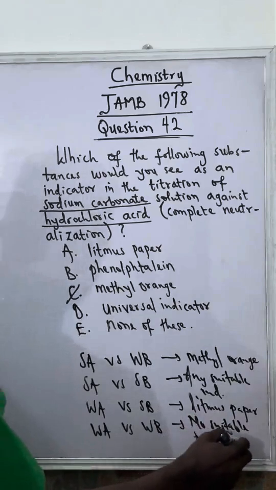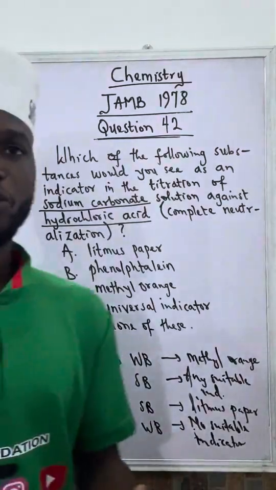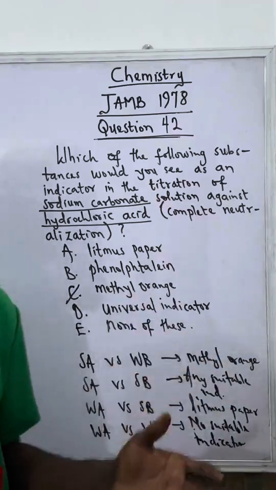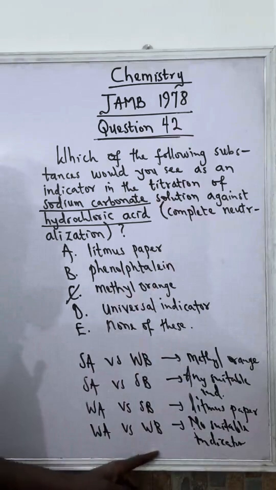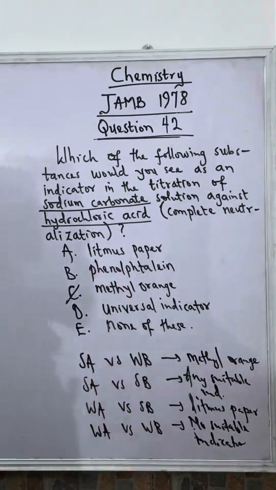What chemists do in the laboratory is use what we call a pH meter, that is a potentiometer, the pH meter that we use to measure. So they use that in this regard. But in this context, the correct answer is methyl orange. Thank you.